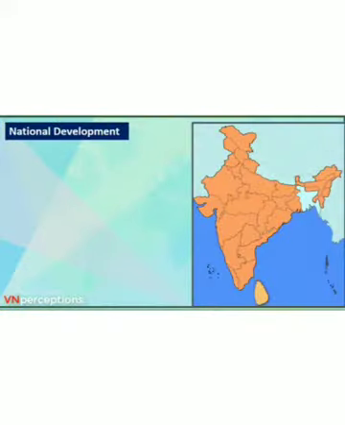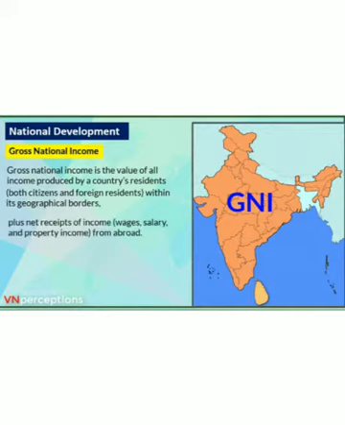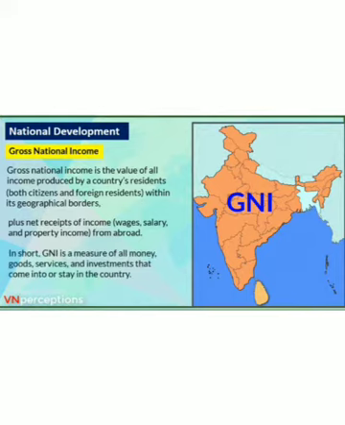Then when we talk about income, that is India, we are talking about the income of a country, that is national income. So gross national income means the value of all income produced by a country's residents, that is, the people of that country. So it includes both citizens of the country and foreign residents within its geographical borders, plus net receipts of income, that is in the form of wages, salary, and property income from abroad, that is coming to our country. So in short, GNI is a measure of all money, goods, services, and investment that come into or stay in the country.